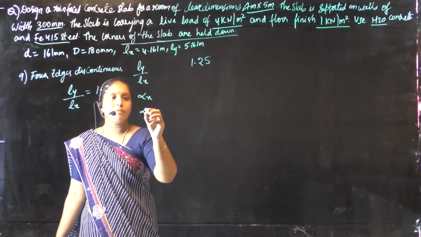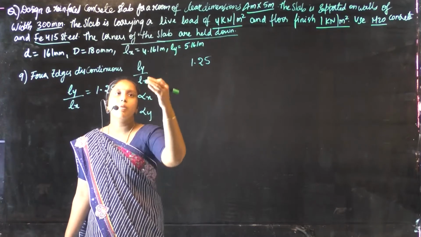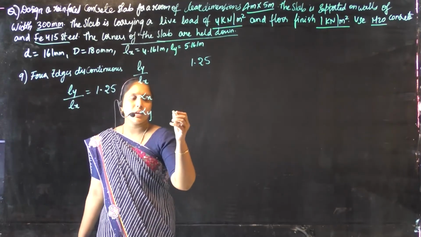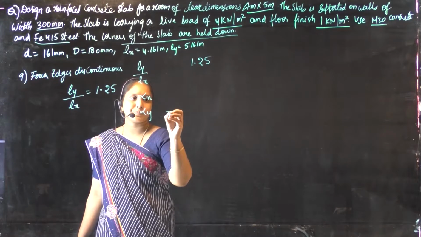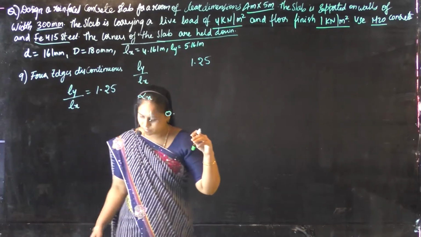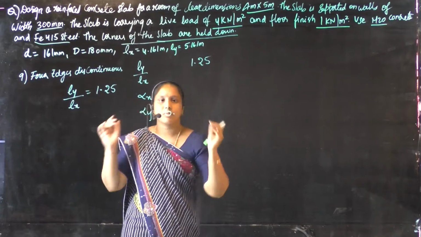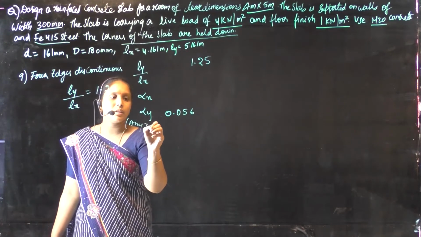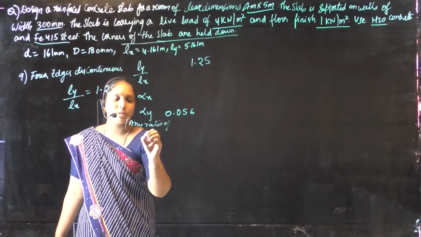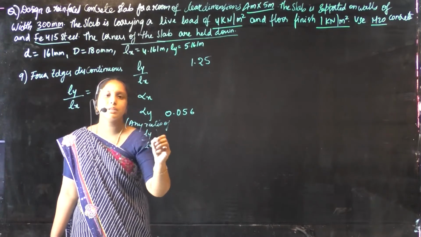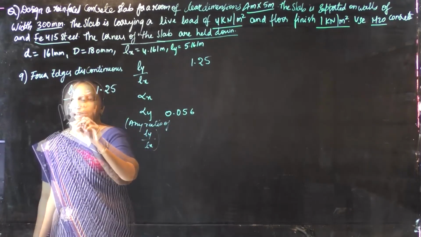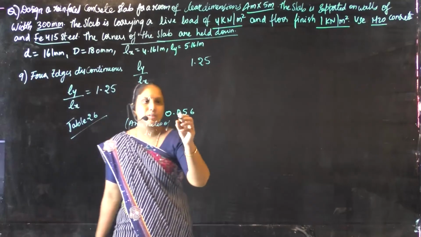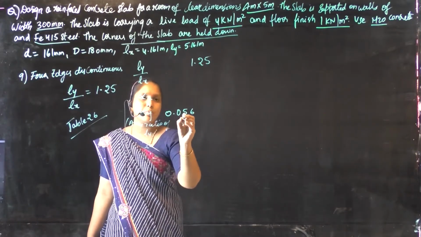For any value of Ly by Lx, whatever the ratio might be, the alpha y value for this particular condition is given as 0.056. This value holds for any ratio of Ly by Lx. We have taken it from Table 26, so the alpha y value is taken as 0.056.